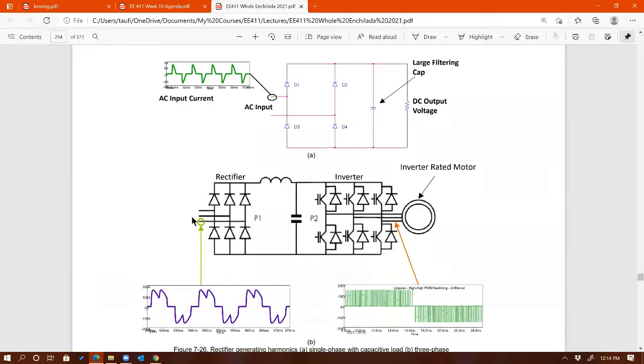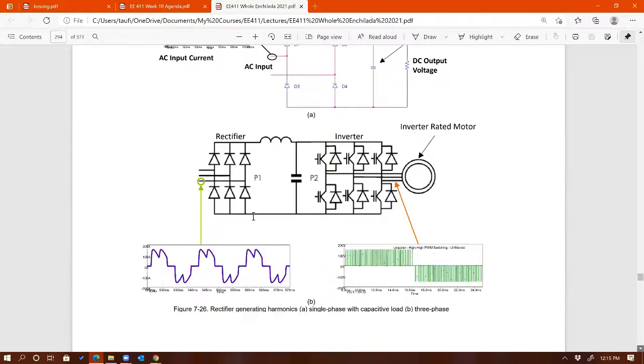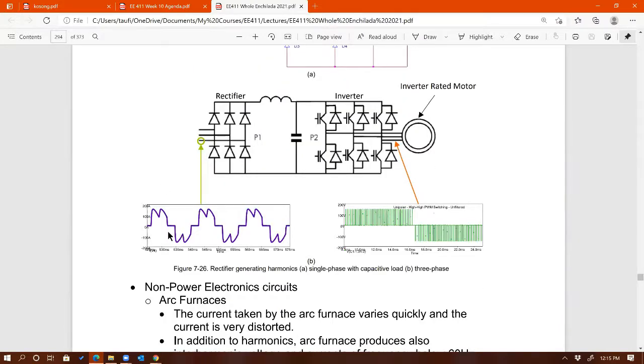Here on the second picture, we have a motor drive system where the input on the front end is a three-phase rectifier. That's what you learn in EE411. And on the other side, you have the three-phase inverter, the circuit that we learned in this class last week. Here we convert from AC 60 hertz to DC, and then from DC back to AC at different frequencies. And at the input, if you measure the current, it will look something like this.